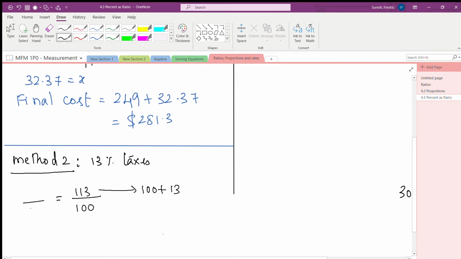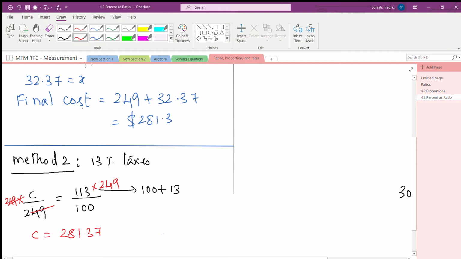And the other part of the calculation is exactly the same as before. That is, $249 is the cost of the e-reader. What is the final amount that I need to pay? So here we multiply both sides again by 249, and the 249s cancel, and what you have here is 281.37.